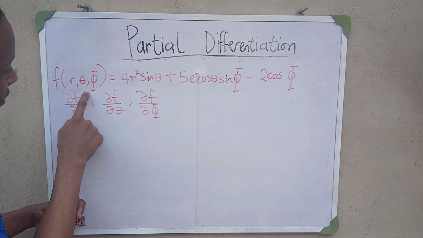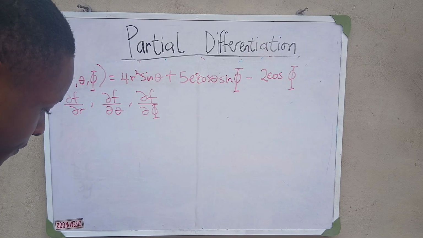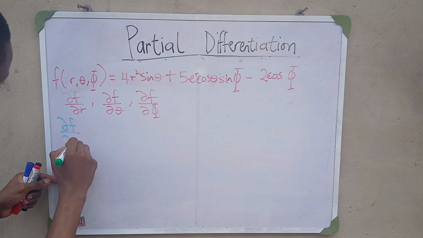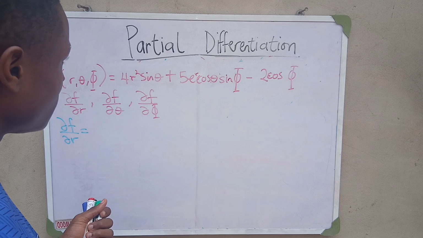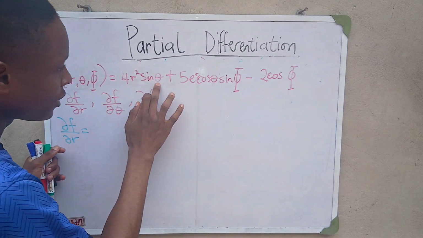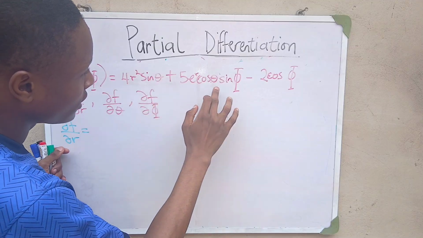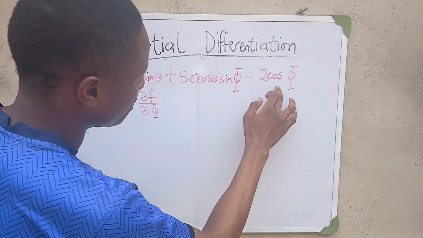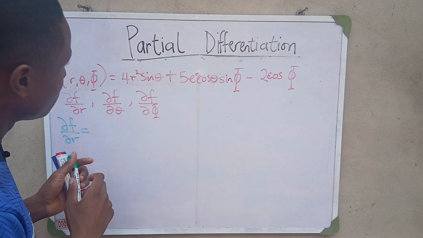In this case, we are having the function with 3 variables. So the first thing we are finding is partial f over partial r. Now we are differentiating the function with respect to r. So anything other than r is going to be a constant. So theta is a constant, psi is a constant. Here we see psi or theta is a constant since we are differentiating with respect to r.